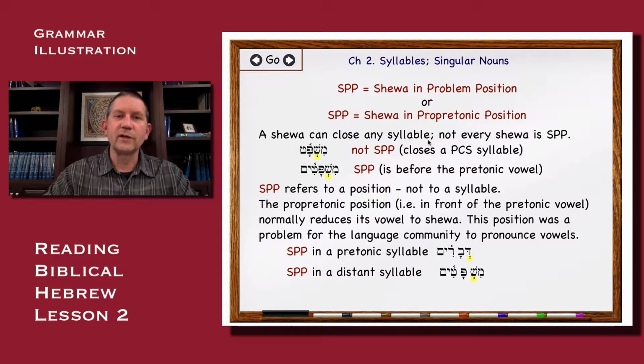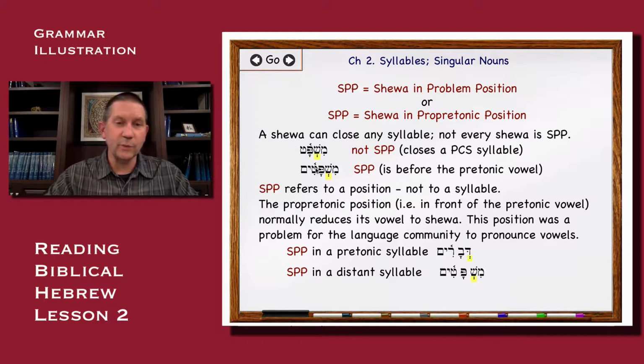So a shava can close any syllable, but not every shava is shava in problem position. If we look at mishpat, we have our accented closed long syllable at the end, and then mish is the pretonic syllable. Okay, shava in problem position is the spot in front of the pretonic vowel. So if we had something on the front of this word, like the preposition bet or something, that would be in problem position, and it would get a shava.